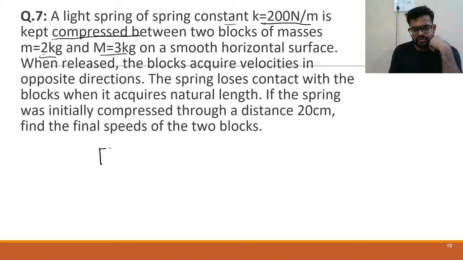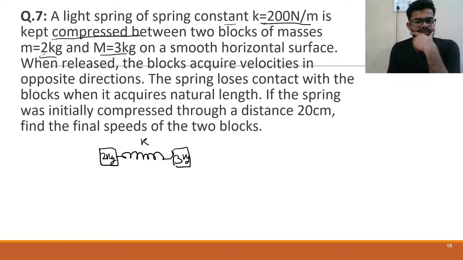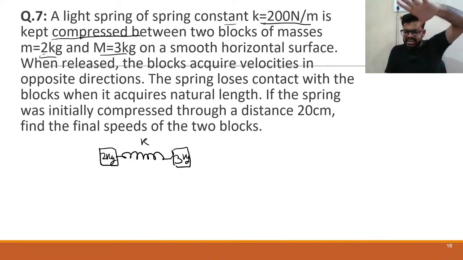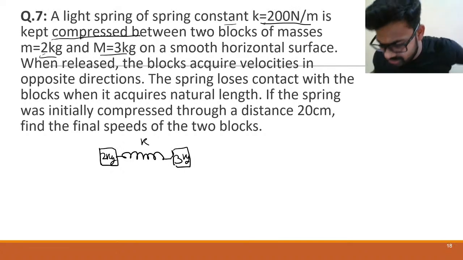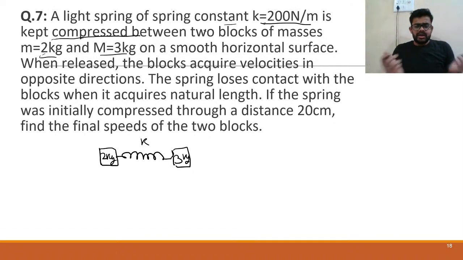So this is the 2 kg block, and here is a spring in compressed state, and it is attached with the 3 kg block. It is given that the plane is smooth and horizontal. The blocks acquire velocities in opposite directions as they are released. They will move in opposite directions, obviously.